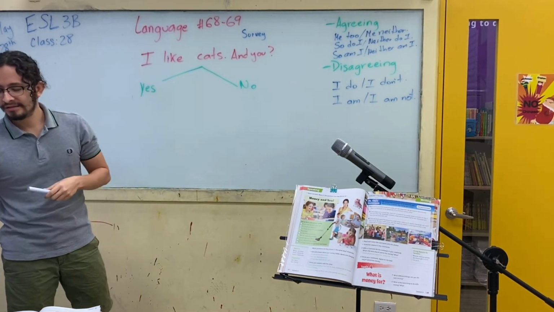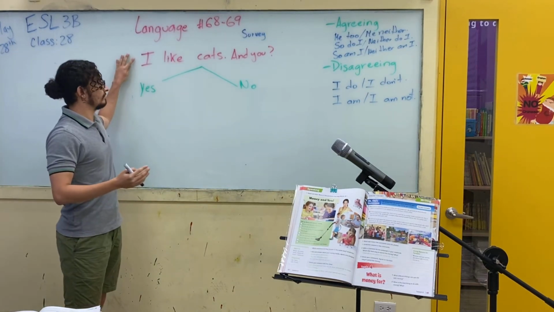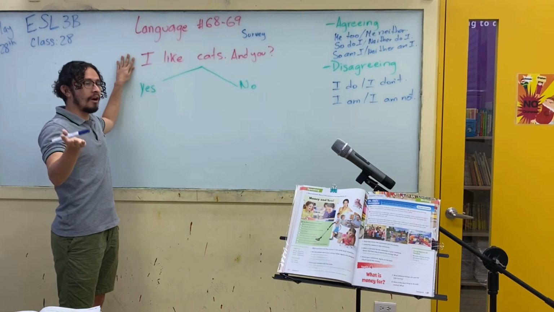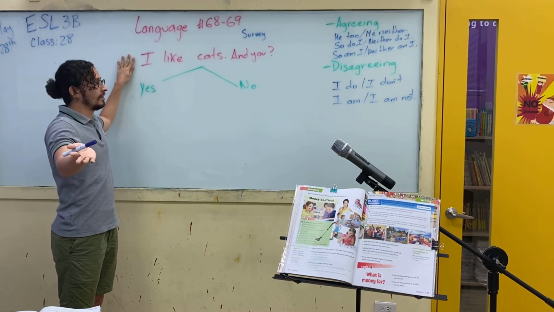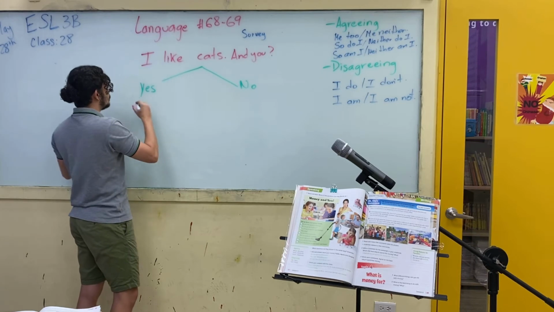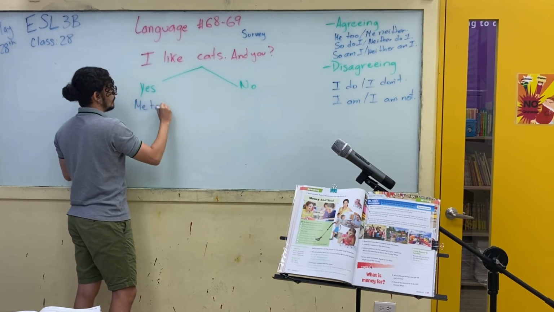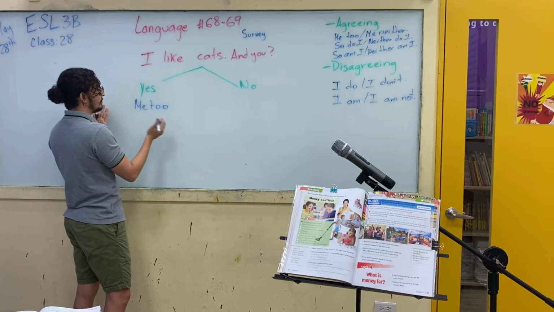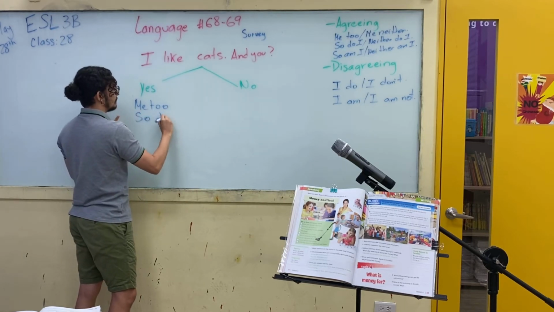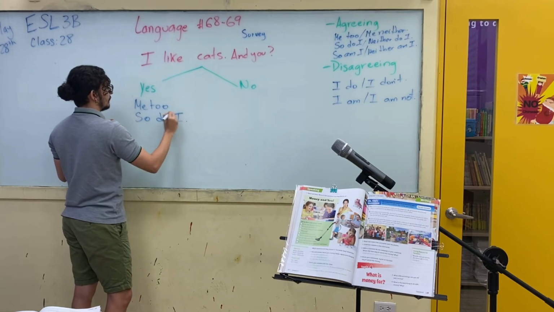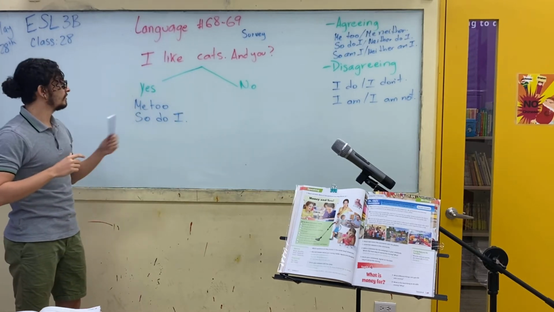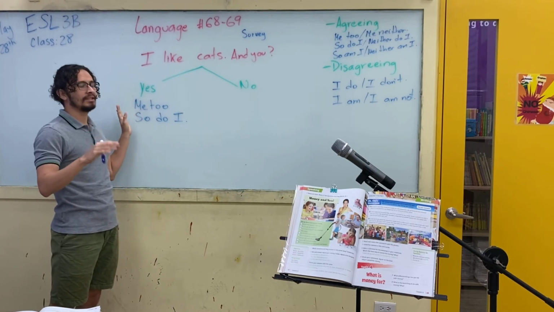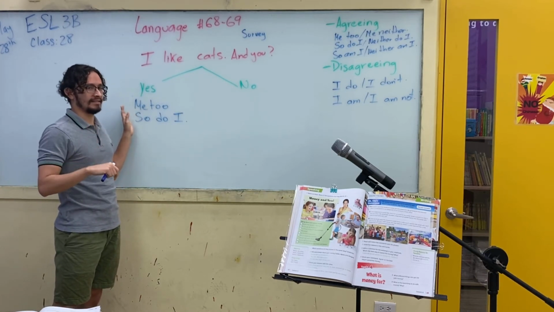Okay. So if you like cats, that's like me. I like cats. And you say, oh, I like cats too. So you can say, me too. I like cats. Or, so do I. So do I. And these two mean yes, I like cats too. But you can also say, oh no. Cats, no. I don't like cats.